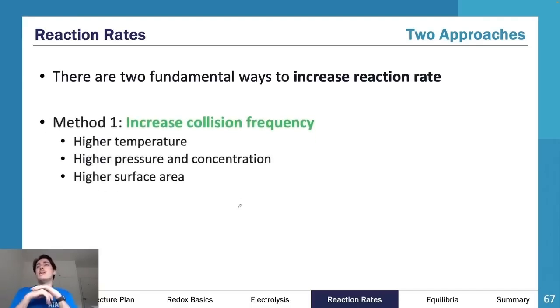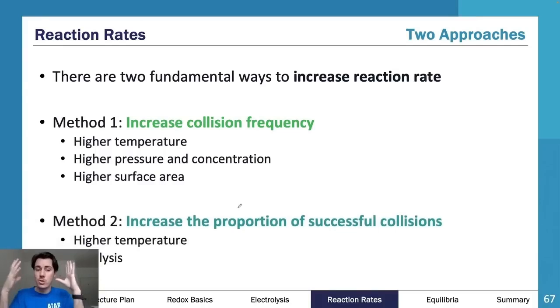So method one is to increase the collision frequency. And we can do that through three different things. Increase the temperature, increase the pressure/concentration, or increase the surface area. Method two is to increase the proportion of successful collisions. So a high temperature or a catalyst, and that's the best way to go about it. So really important, you need to know these two things here. You need to be able to apply those two things and you'll be fine. So you'll smash them out if you do those two things.